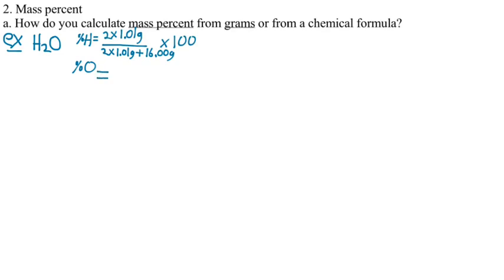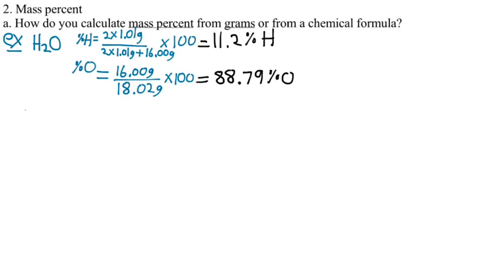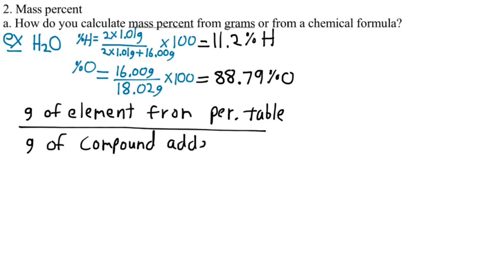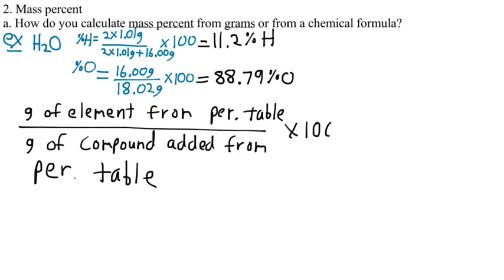We do this same thing for oxygen. So it'd be the mass of just one oxygen divided by the mass of the whole thing times 100. So you get 11.2% hydrogen, 88.79% oxygen. I would recommend that you calculate each one instead of subtracting from 100 for one of them, because then you have a check of whether you did it right. So that's all there is to that. The general formula for calculating it is the grams of the element from the periodic table divided by the grams of the compound that you added from the periodic table times 100.